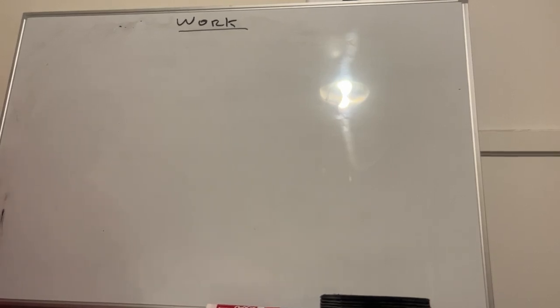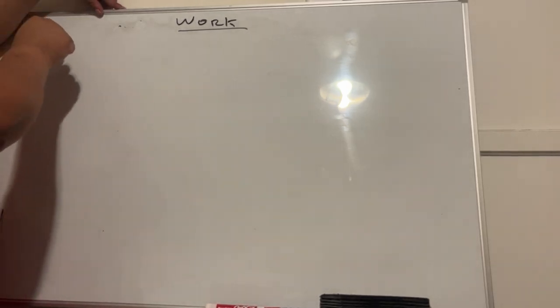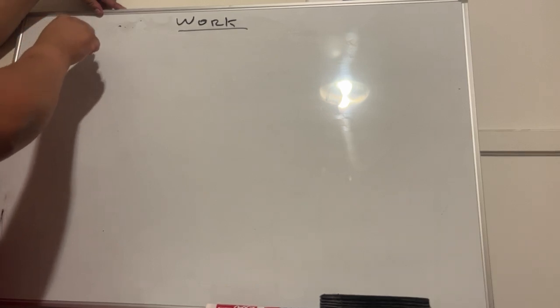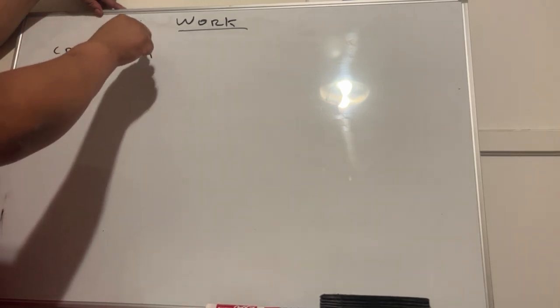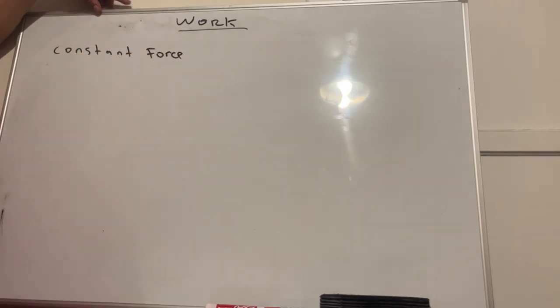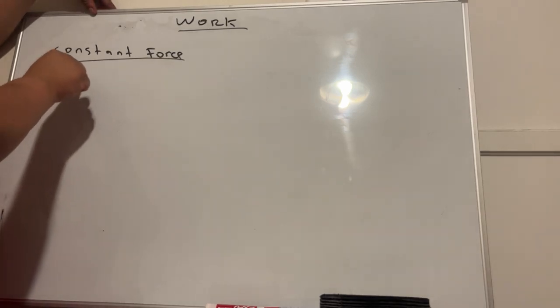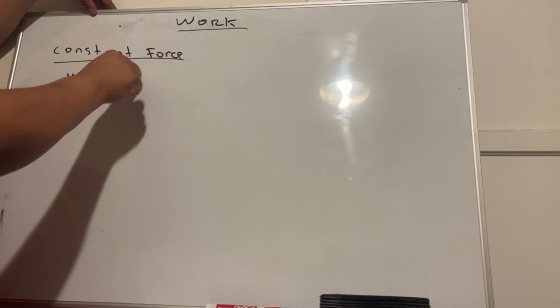In this video we're gonna talk about work done by a constant force and a continuous varying force. So the first one is work done by a constant force. The formula for work for a constant force is work equals force times distance.